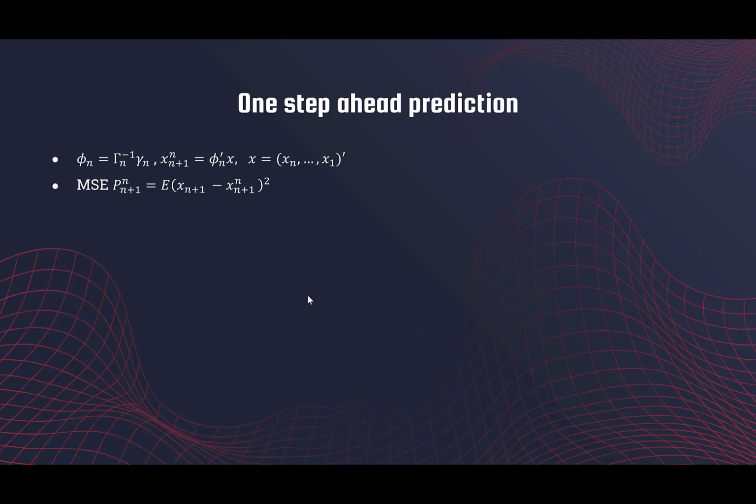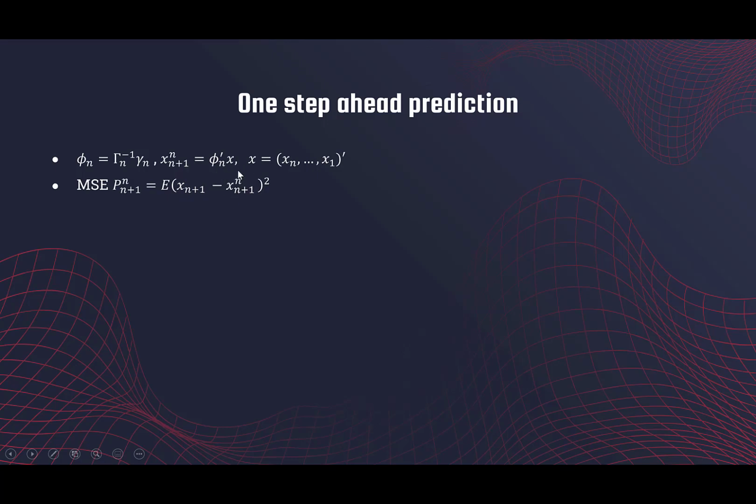So what is the mean square error of prediction? We are going to denote it in this way. We predicted n plus 1 based on n terms. So the prediction of this n plus 1 based on n terms is the expected value of what we were trying to predict. We are trying to predict the n plus 1th point, and this is the predictor.